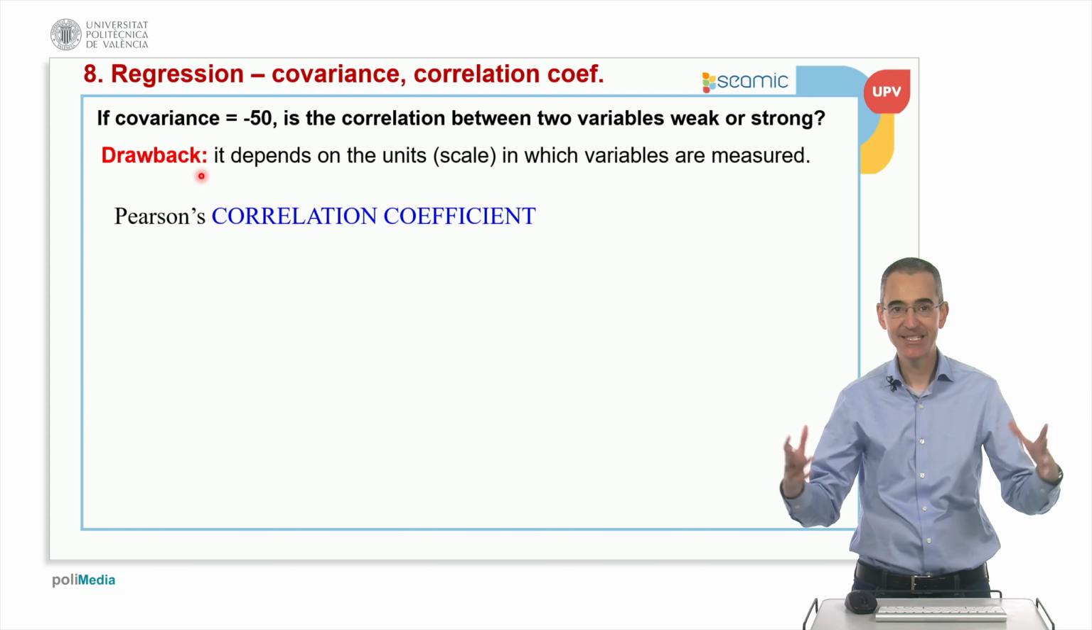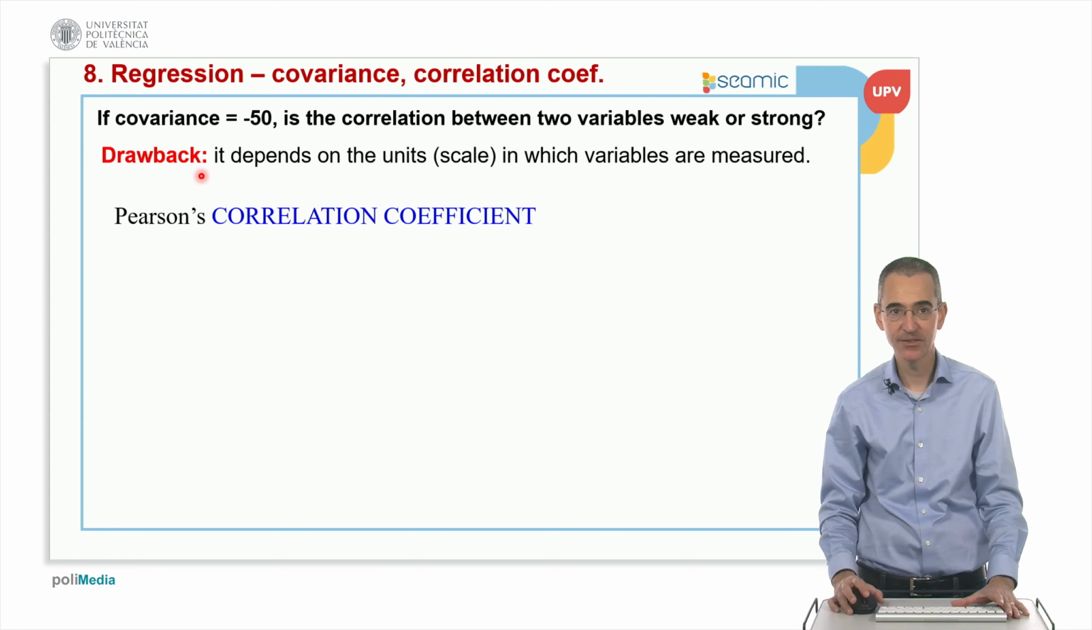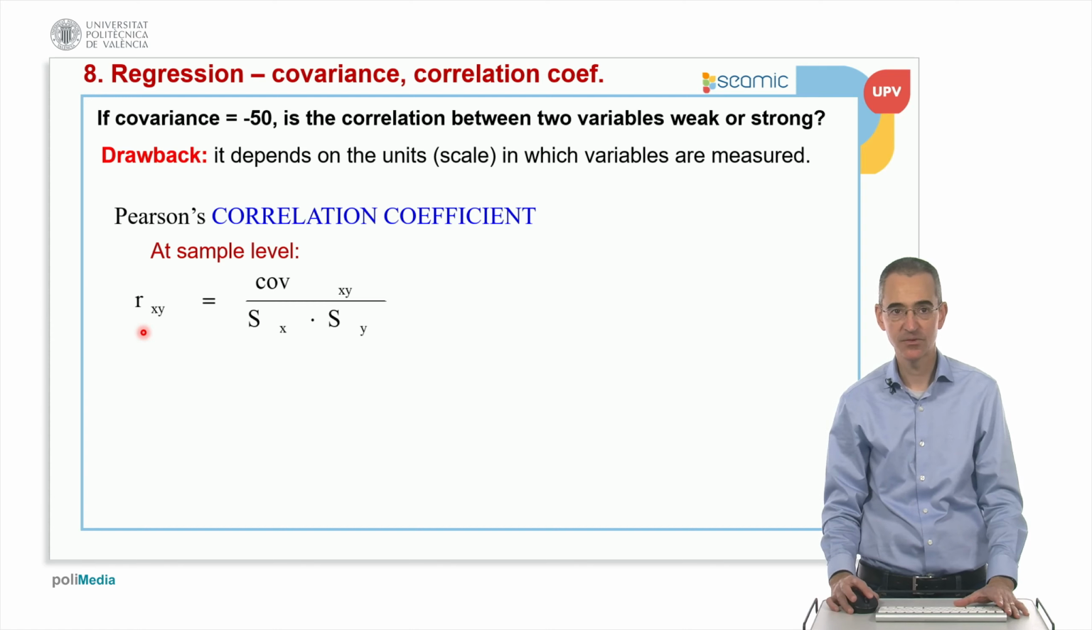So then there's a need to use another coefficient, which is called the correlation coefficient. It was developed by Pearson, so sometimes it's called Pearson's correlation coefficient. The formula is the following. It's usually called R. R is the usual notation that we apply for this correlation.